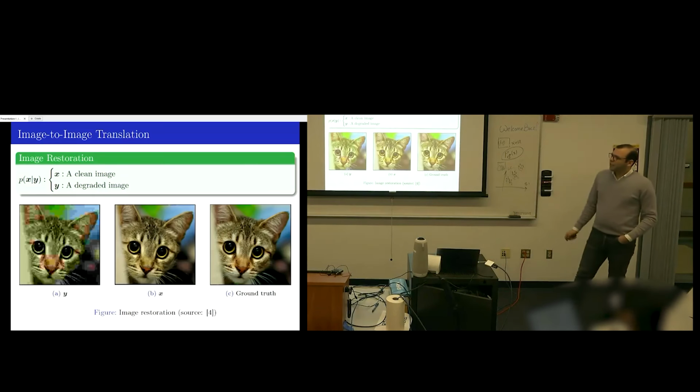Image restoration. For example, you have a noisy, downsampled image like this, and then you want to create a higher resolution version of the image. This is again a conditional generative model, and you see one sample here, and this is the ground truth, and you see that it really works.